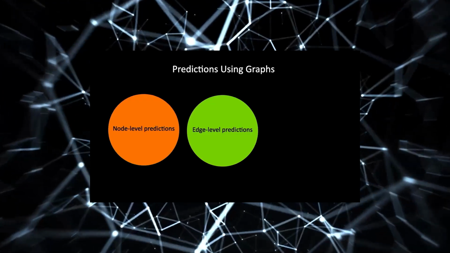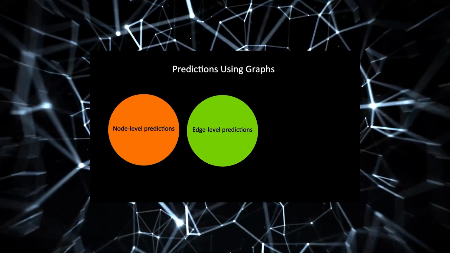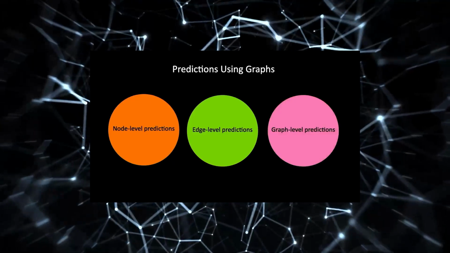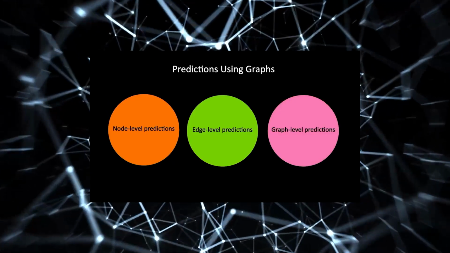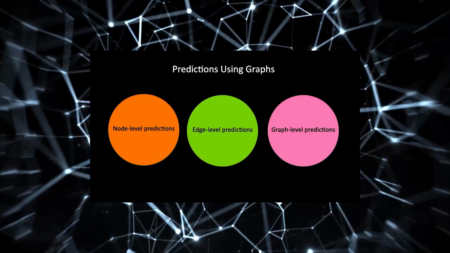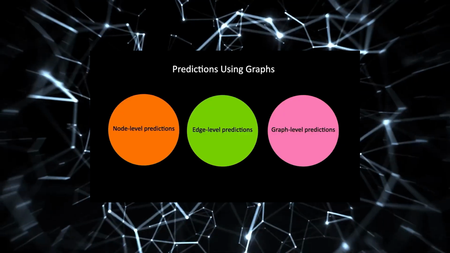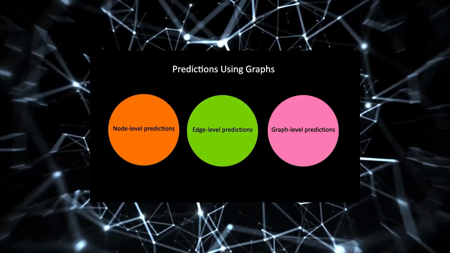This involves making inferences about entire graphs or subgraphs and is used to categorize or predict properties of the entire structure. For example, molecular property prediction. You can predict the properties of a molecule such as solubility or toxicity by treating the entire molecule as a graph where the atoms are nodes and bonds are edges.